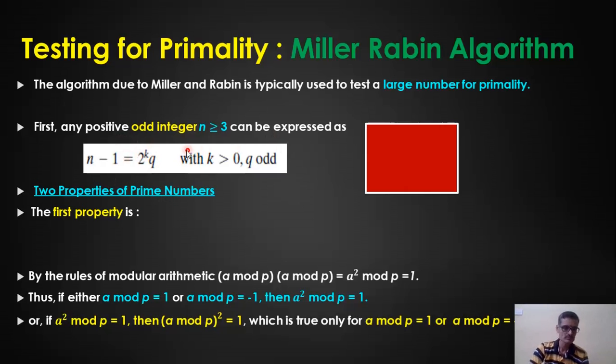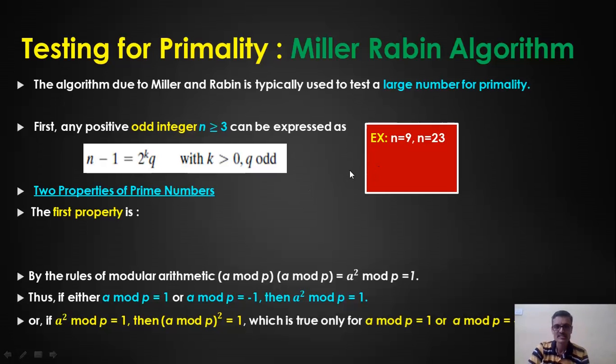Let us say I have an odd integer n, which is a larger number, more than or equal to 3. Any number n more than or equal to 3 can be represented in this fashion: n minus 1 is always equal to 2 to the power k into q, where k is an integer more than 0 and q is always an odd integer. For example, just look at this. First example is n equal to 9. Second example is n equal to 23.